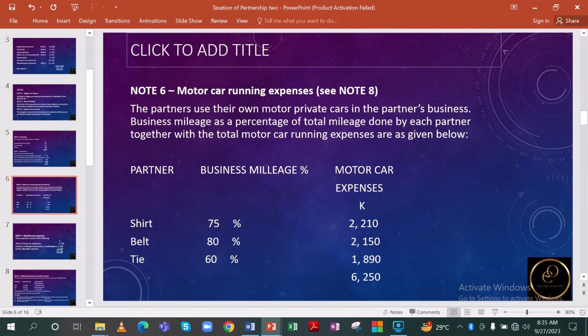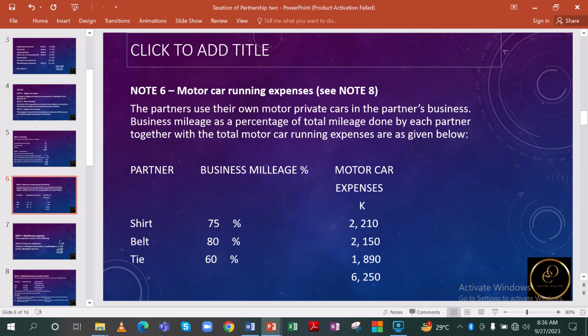Okay, note 6 tells us that the partners use their own private vehicles in partnership business. Business mileage as a percentage of total mileage done by each partner, together with the total motor running expenses, are given below. Shet used his car 75% for partnership business, Belt 80%, and Ty 60%.